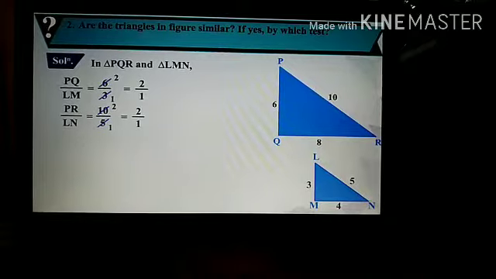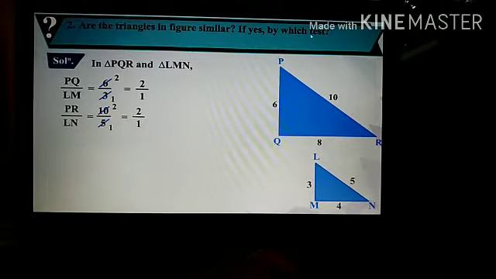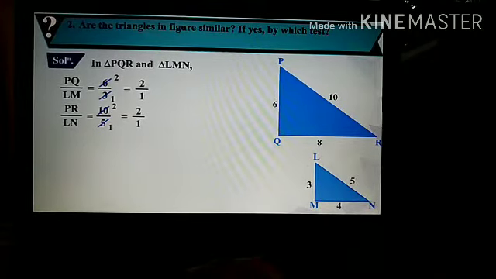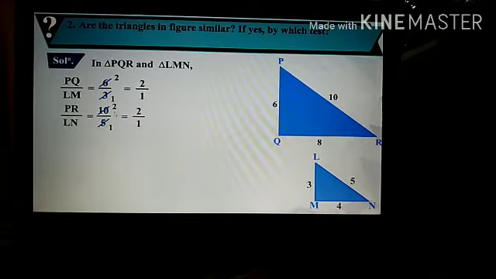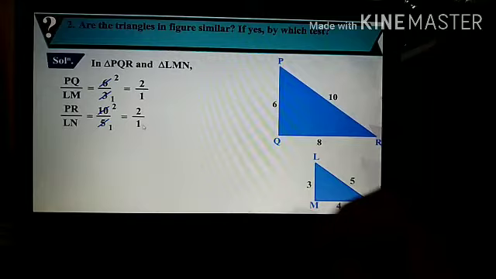Now let us take the next side, that is PR upon LN. PR is 10 and LN is 5. So we substitute the values, 10 upon 5. Both the numbers are divisible by 5. So 10 divided by 5, the answer is 2. 5 divided by 5, the answer is 1. So the ratio is 2 upon 1.